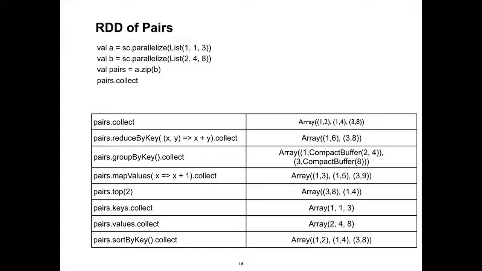Group by key is somewhat similar. It gives me all the values that have key 1, all the values that have key 3, and then there's some internal representation, which is this compact buffer to store them somehow. Map values allows me to increment the values or do some map on the values. And then I can get the keys, get the values, various operations.